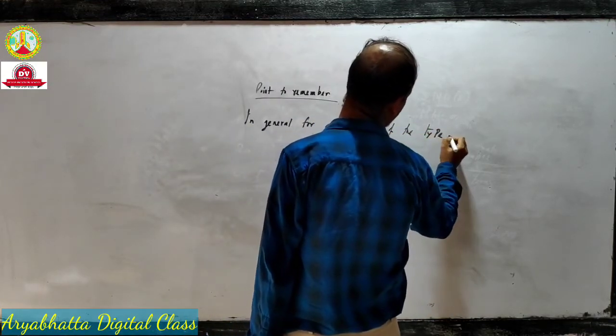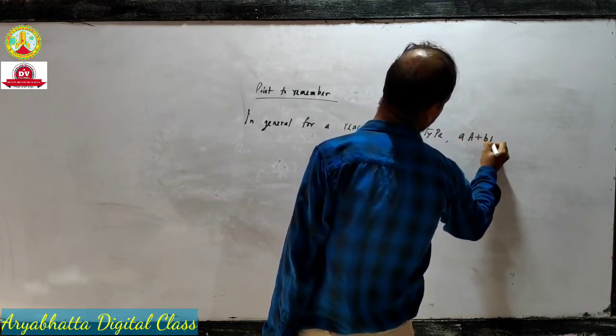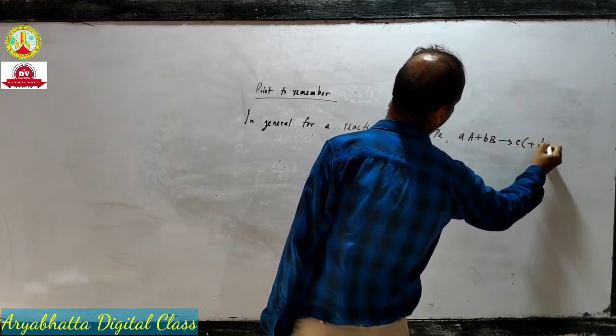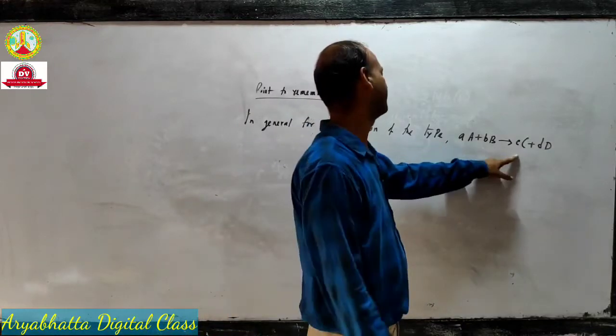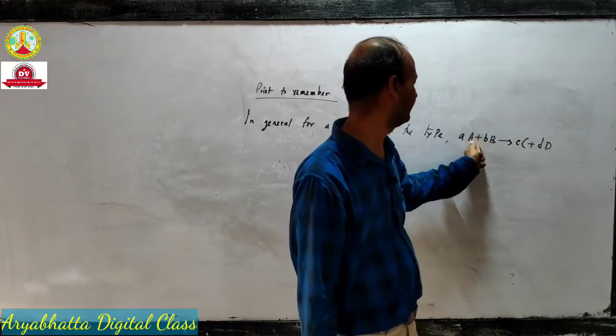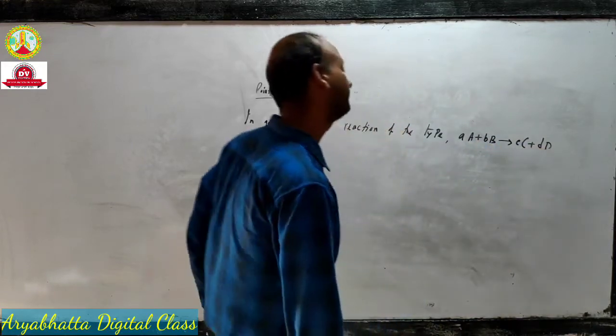Okay, now देखो in general for a reaction of the type, let's say suppose the reaction is this one. Now these are the main reactants A, B and C, D. These are capital A, capital B, the main reactants, and capital C and D are the products.